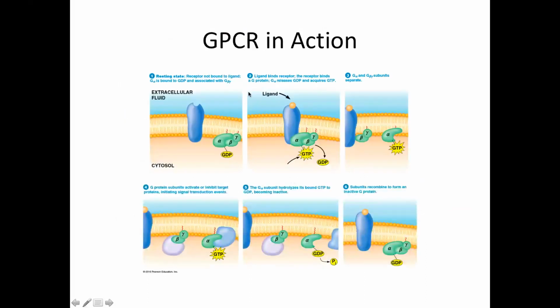So in action, when the ligand binds to our GPCR, we're going to activate our G protein, and the alpha subunit can go off and do work. And the beta and the gamma subunits will stick together. And after the alpha subunit does work, it will eventually lose that phosphate group and become GDP, and it can then reassociate with the other parts of the G protein.